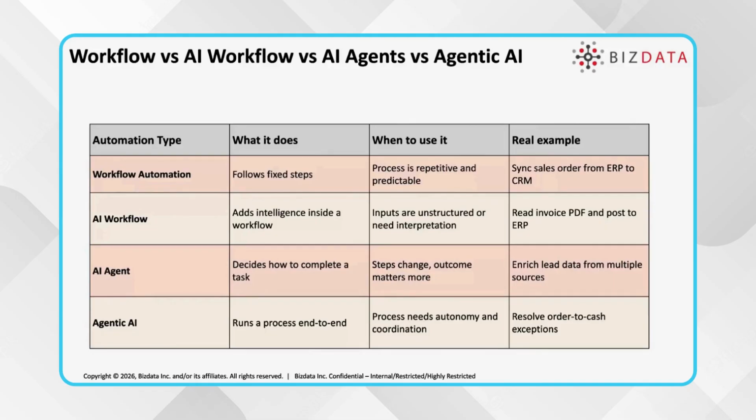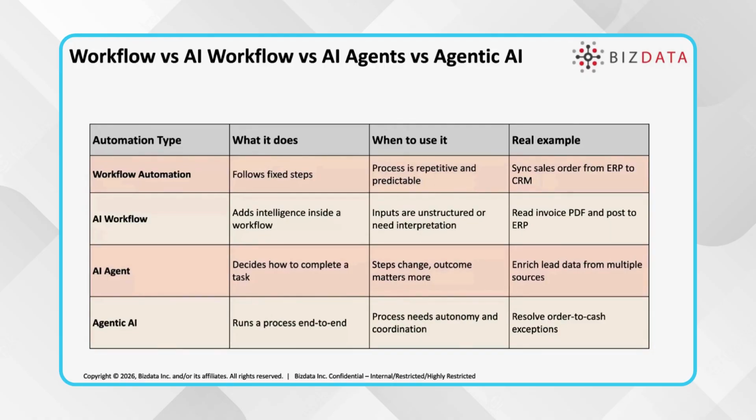Let's start with workflow automation. This is the simplest form of automation. Here you already know exactly what steps need to happen. You just don't want humans doing them manually. A very common example here is sales order synchronization.